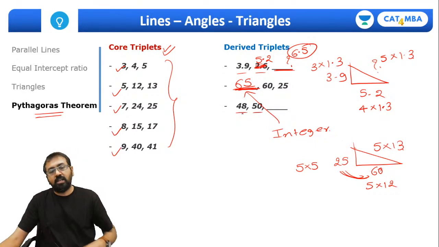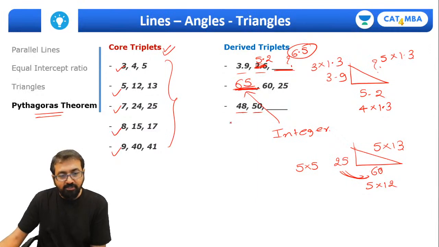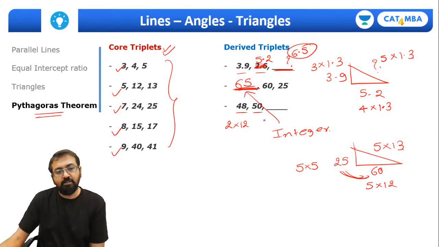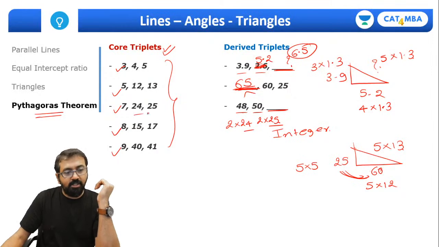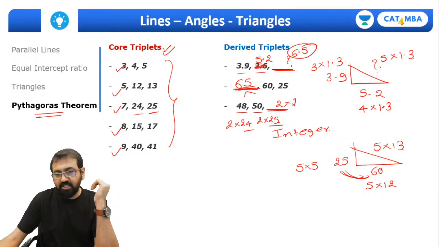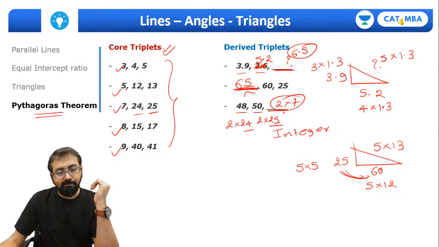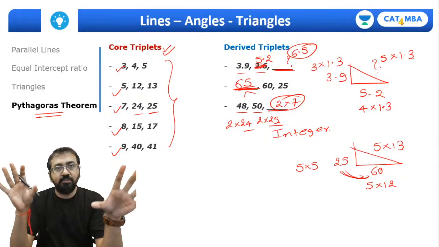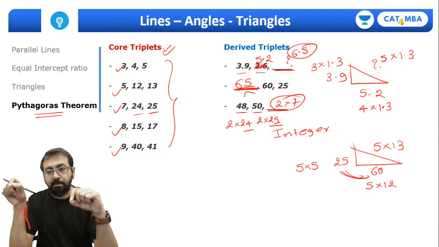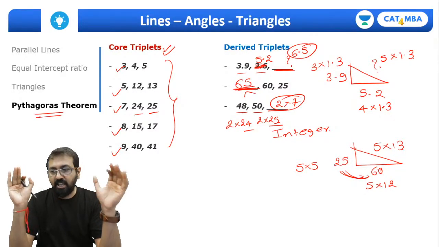Same way if you try for this one, 48, 50. What is the common factor? 2 into 24, 2 into 25. So which triplet includes 24, 25, 7? So this should be 2 into 7, that is 14. Correct, exactly. So what I'm trying to tell you is, if you remember these triplets, when any three numbers come in front of you, you should be able to figure out which triplet they have been derived from. Are you clear with this, everyone?